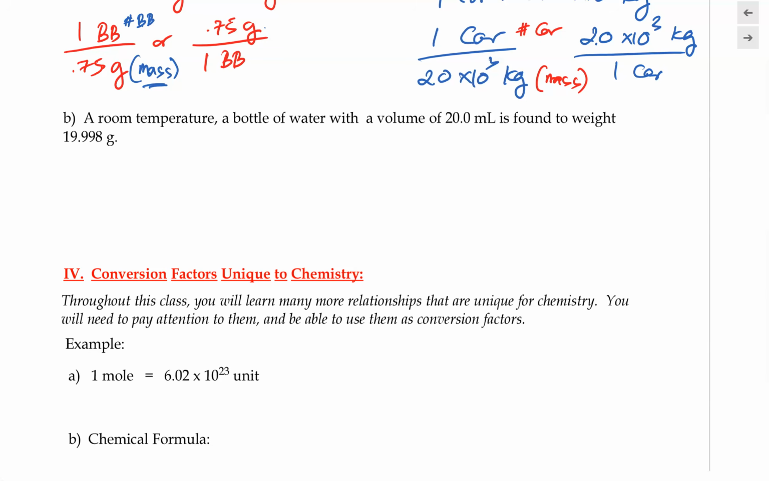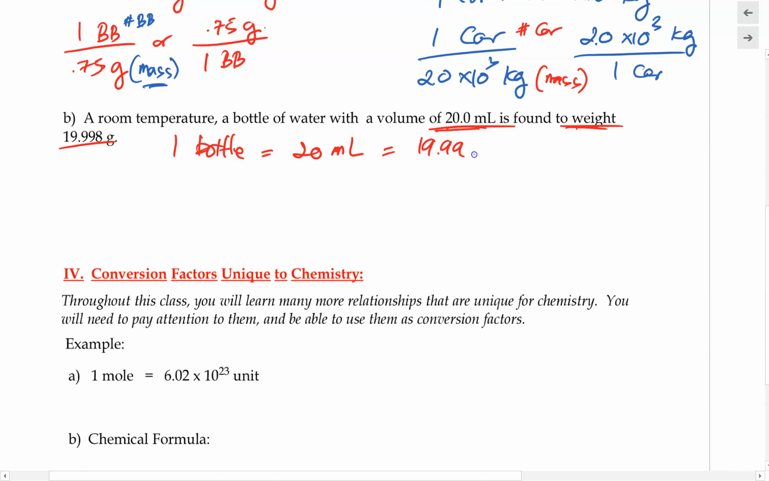So at room temperature, a bottle of water with a volume of 20 milliliter is found to weigh 19.998 grams. So in this case right here, we've been told we have a bottle of water and have this volume and have this mass right here. So we can write the following: one bottle equal to 20 milliliter, and it then equal to 19.998 grams.